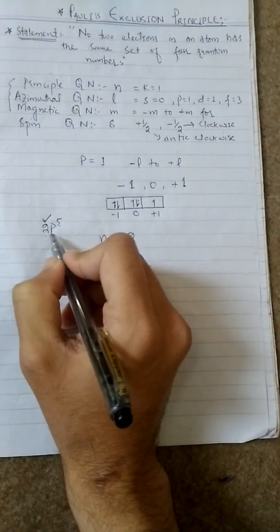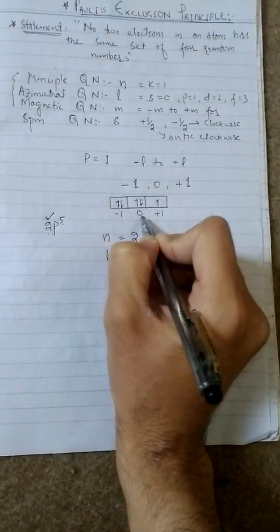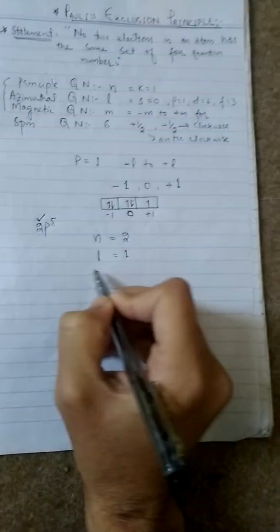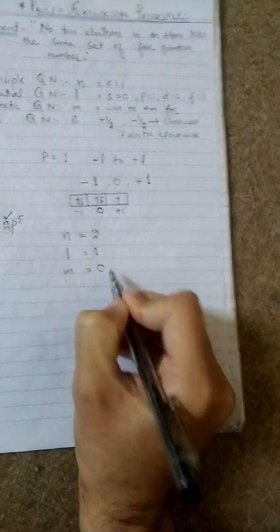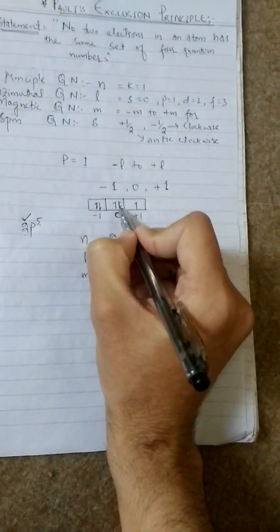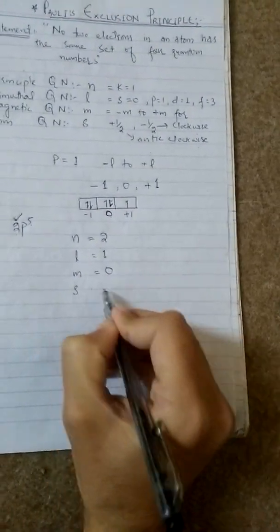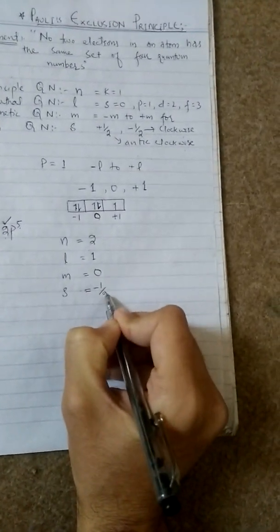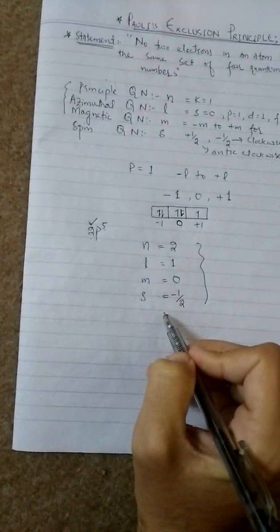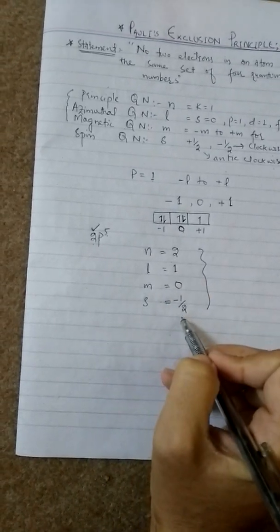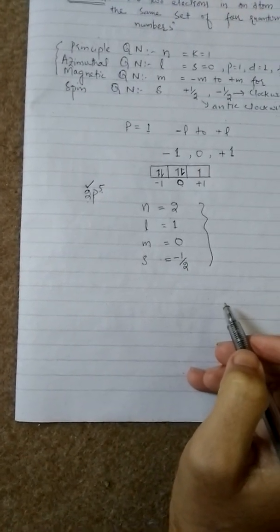Now if we look at this, the electron is in the 0 orientation, so the magnetic quantum number for this electron is 0. But if we look at the spin, this is the minus half spin, that is S for this electron is minus half. These are the four quantum numbers for this one electron. All are different, so this obeys the Pauli exclusion principle.